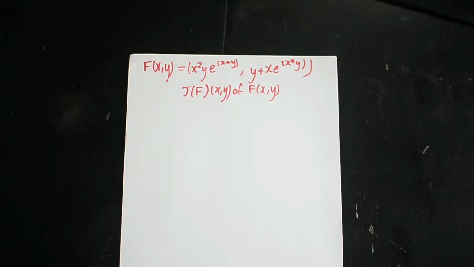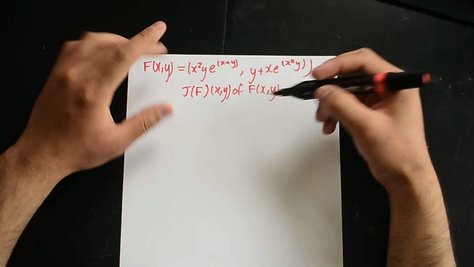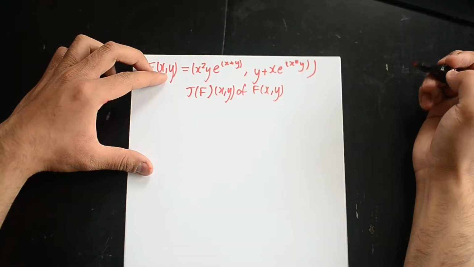Here we're going to be looking at another Jacobian problem. We've already looked at one, but this one's a little bit more tricky. It's a bit weirder with x plus y's and the exponentials.